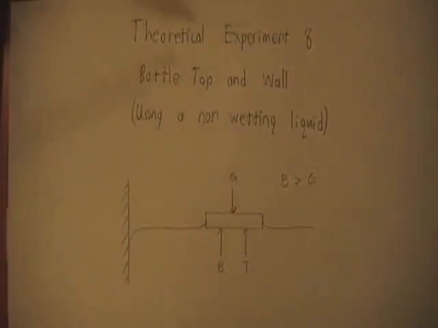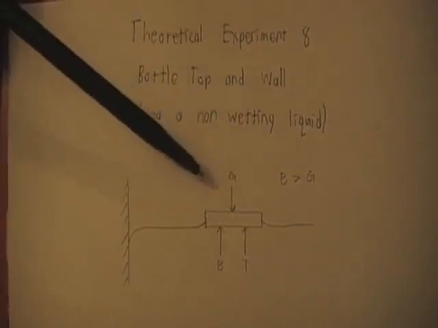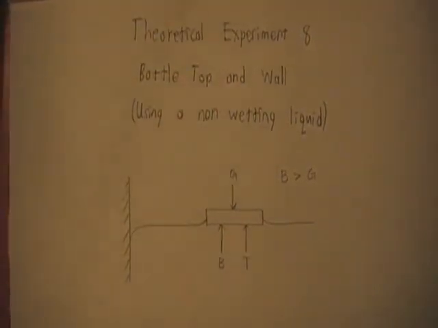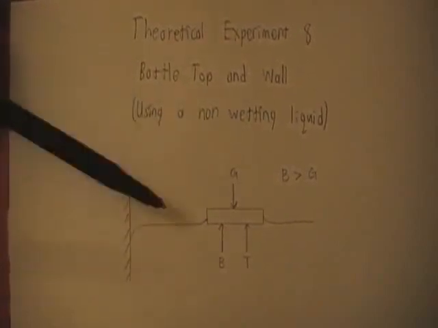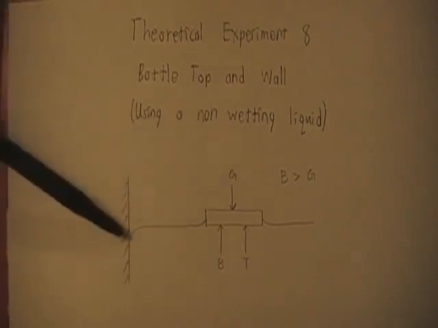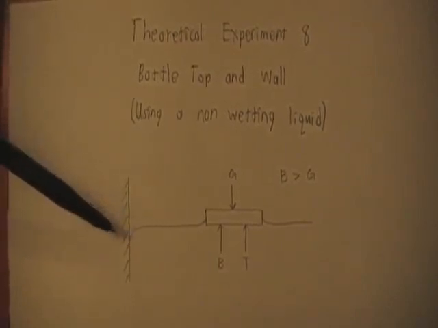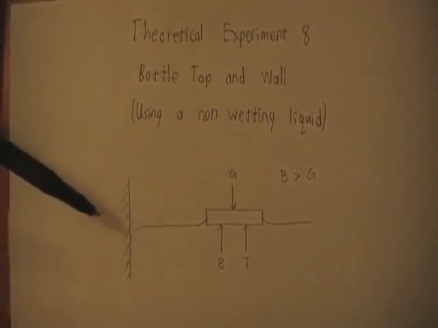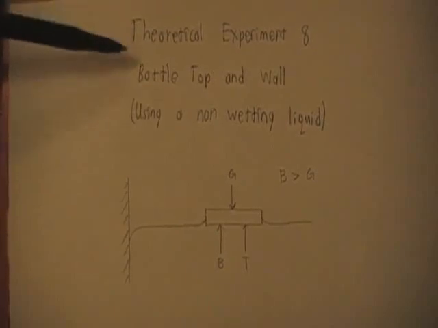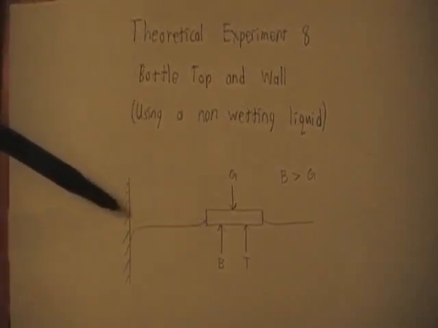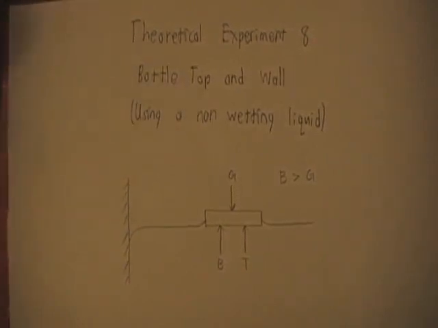But anyway, here we see that the buoyancy force is greater than the gravitational force. So if we were to bring this bottle top towards the wall, the buoyancy force would win over the gravitational force, pushing it up towards the curve, away from the wall. So unlike in the first experiment, where the bottle top was attracted to the wall, it would now repel, because the liquid we're using has different properties.